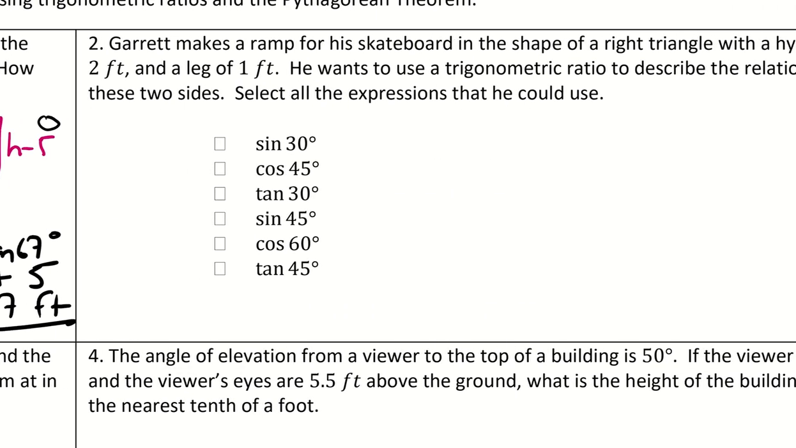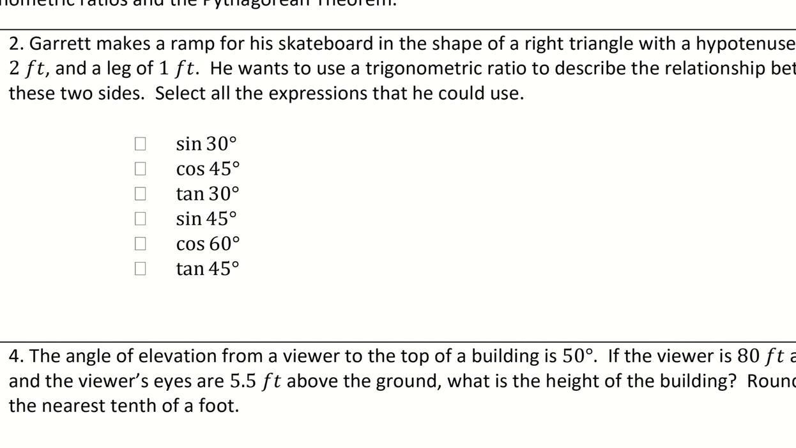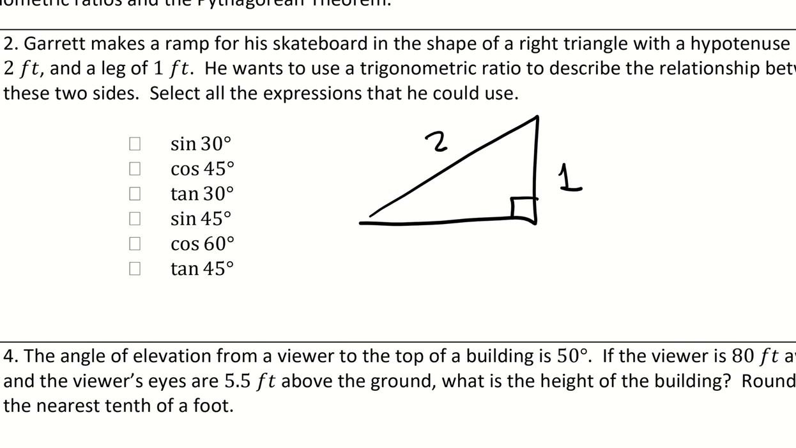All right, so number 2, Garrett makes a ramp for his skateboard in the shape of a right triangle with a hypotenuse of 2 and a leg of 1. Okay, there's the ramp. Hypotenuse is 2, the leg is 1. He wants to use a trig ratio to describe the relationship between these two sides. Select all the expressions that he could use.